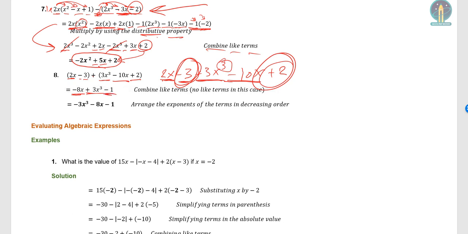So again, rearranging it to start with the largest exponent, please keep in mind this is a typo. Okay, this should be plus 3x cubed, right? It is plus 3x cubed. So plus 3x cubed minus 8x minus 1. And this is the final answer.